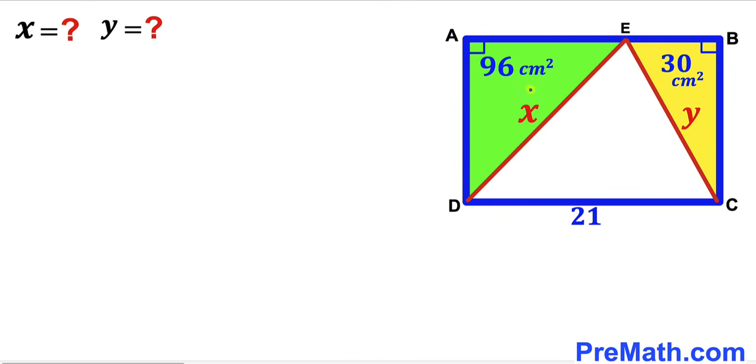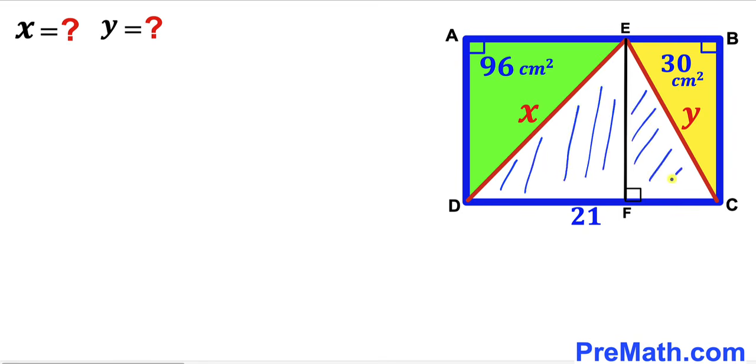The only areas given to us are the area of the green triangle and the yellow triangle. Therefore, I have dropped this perpendicular EF onto side CD to calculate the area of the whole white triangle. This perpendicular EF has divided the white triangle into two right triangles, this one and this other one.